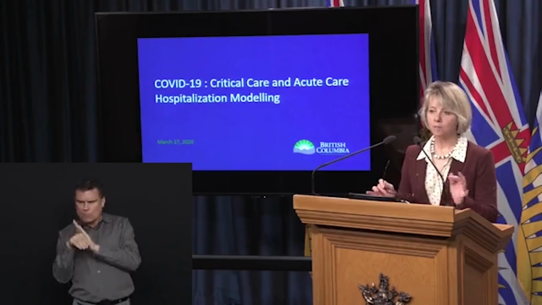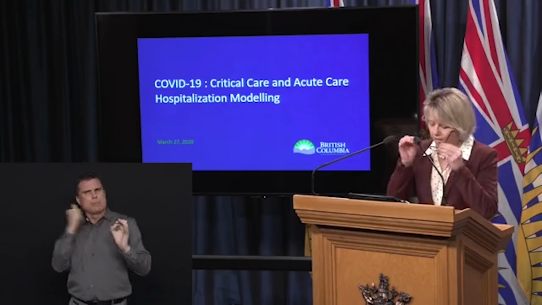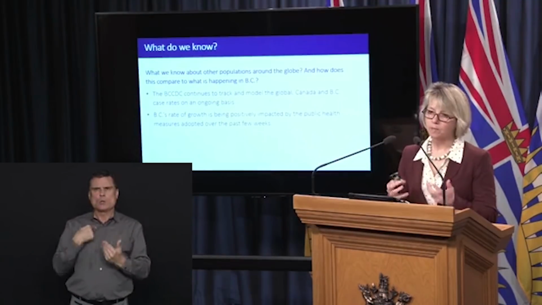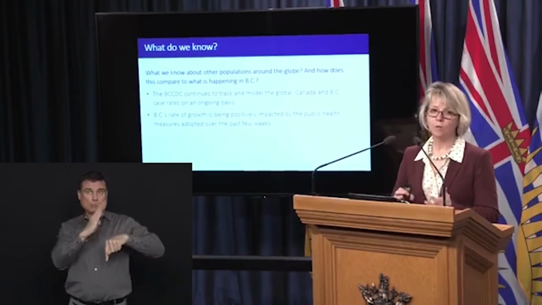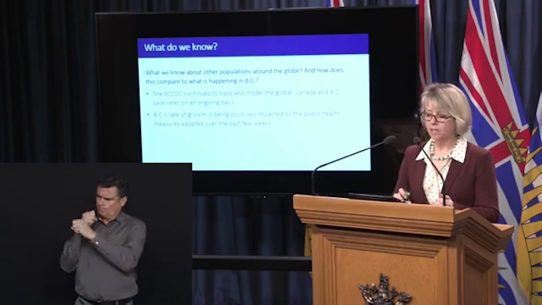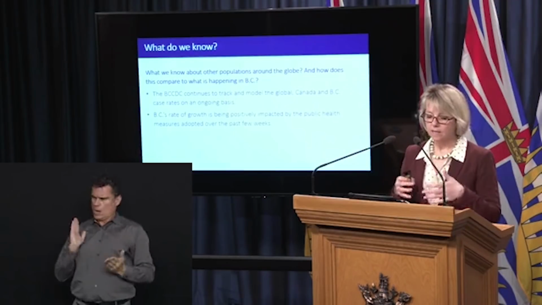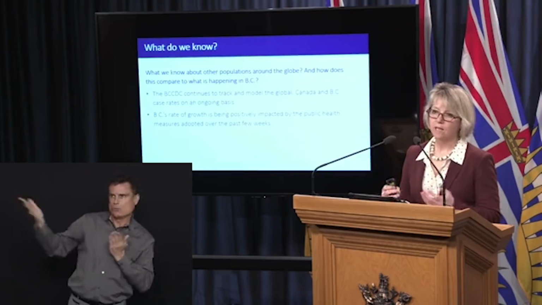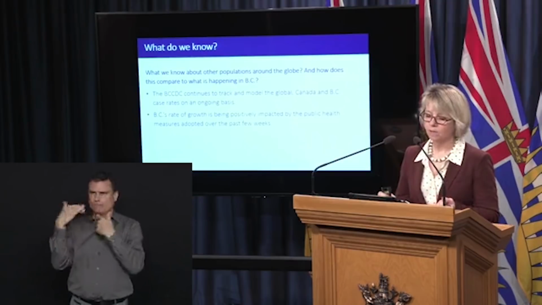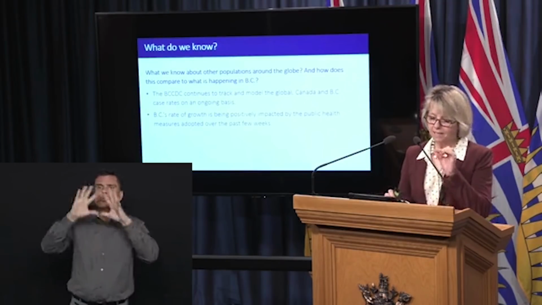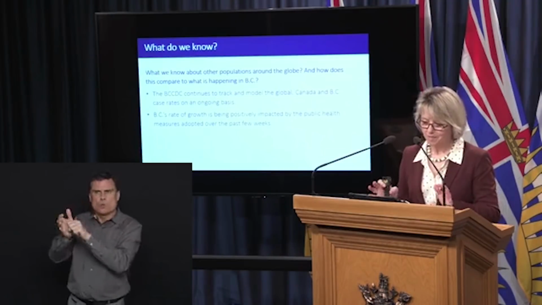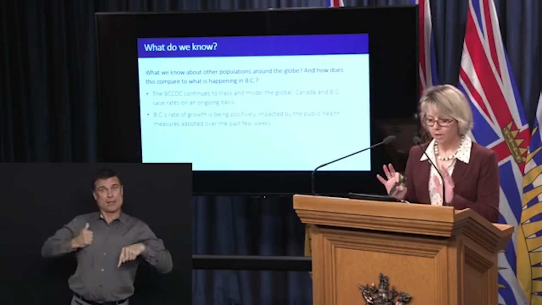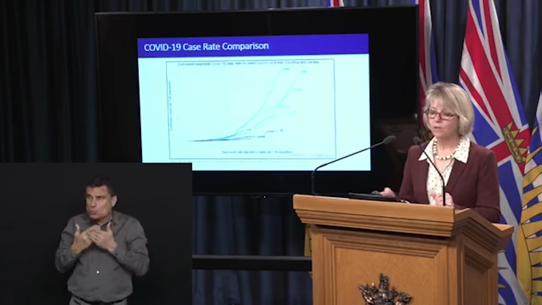And as well, there's different types of modeling we're going to talk about this morning. So the first type of modeling that I'm going to talk about is around how do we know where we are compared to what other populations have happened around the globe. And the BC CDC has done most of this work, and it is modeled around what's happening in Canada, what's happening around the globe. And I will say that there's a slight chance of optimism, perhaps, that our rate of growth is being impacted by the measures that we've put in the last couple of weeks. But I'll walk you through that.